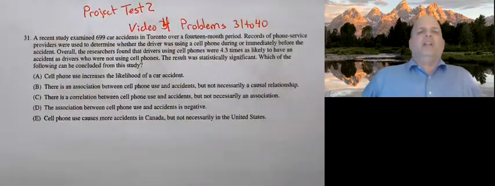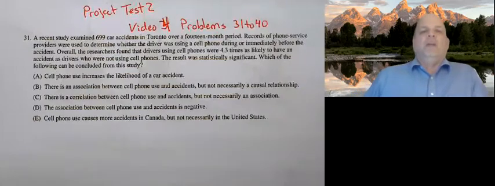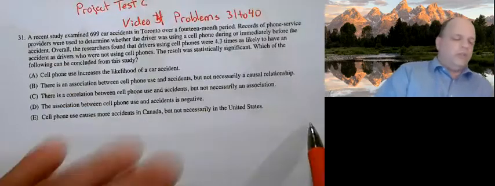So a recent study examined 699 car accidents in Toronto over a 14-month period. Records of phone service providers were used to determine whether the driver was using a cell phone during or immediately before the accident. Overall, the researchers found that drivers using cell phones were 4.3 times as likely to have an accident as drivers who were not using cell phones. The results were statistically significant.